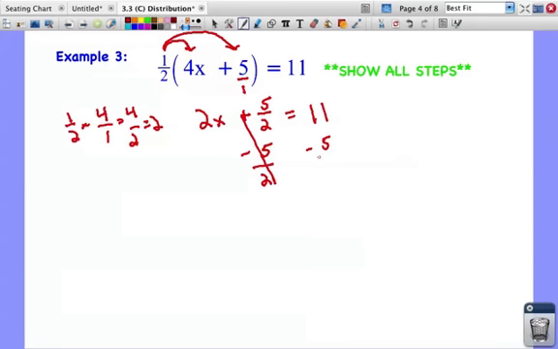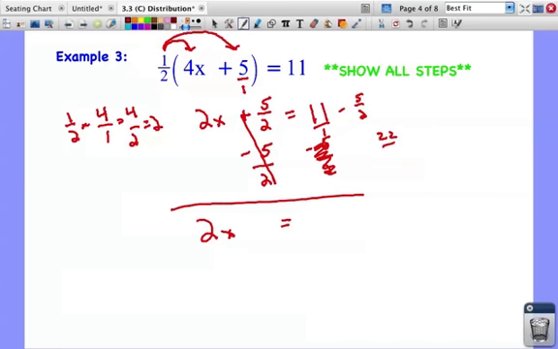And whatever I do to one side, I have to do to the other side. Okay, so I'm left with 2x equals 11 minus 5/2. Here, let's write this over here so it's easier for me to solve. That's 11 over 1. Okay, let's see. I need a common denominator, so I'm going to multiply 11 over 1 by 2. So now I'm going to have 22 over 2 minus 5 over 2, and I'm left with 17 over 2. Okay, so 2x equals 17 over 2.